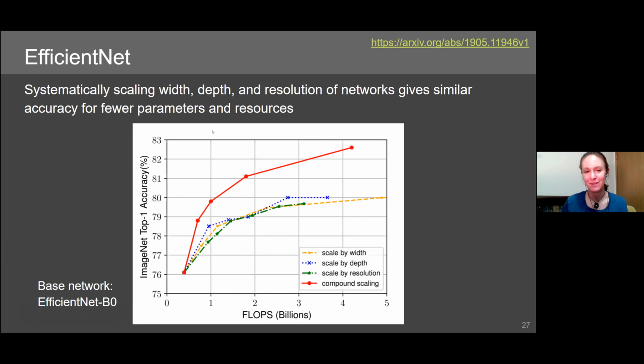So you'd like to be further up here. If you scale only with depth or resolution, you follow these lines. But if you scale them all together in a coordinated way, you end up following the red line. So you're much more accurate for a given number of operations. This is a good thing. And then the dots are just different scaling parameters, so it gets bigger and bigger.